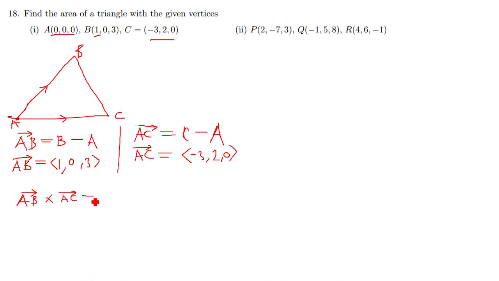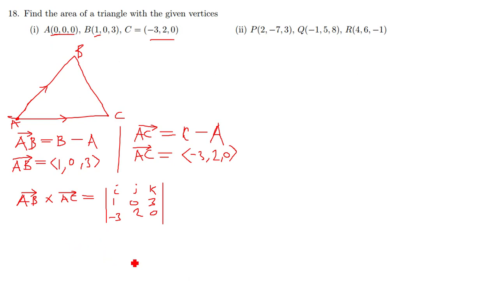So AB cross AC is just going to be I, J, K. Then you put in your values: you have 1, 0, 3, then you have -3, 2, and then 0. So you find the magnitude of that. Then since we've been told to, you find the determinant of that.